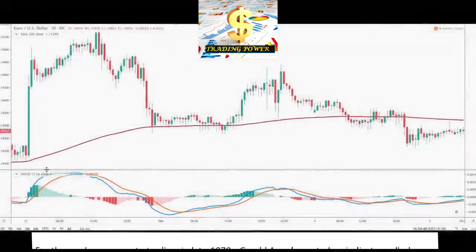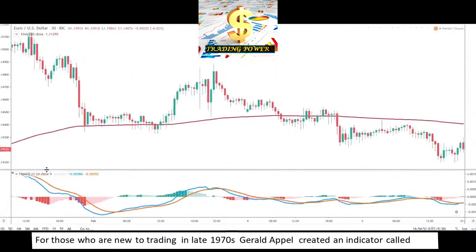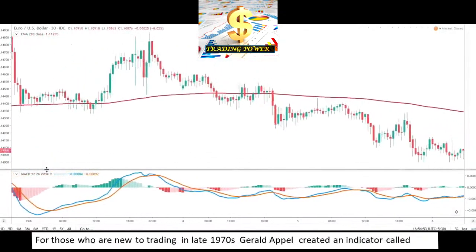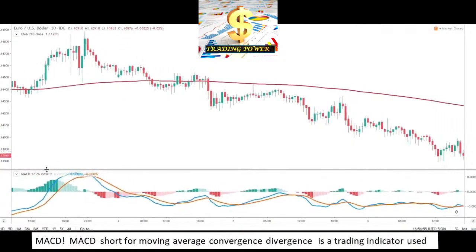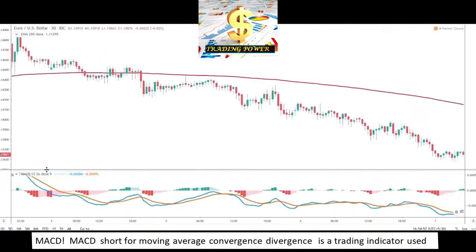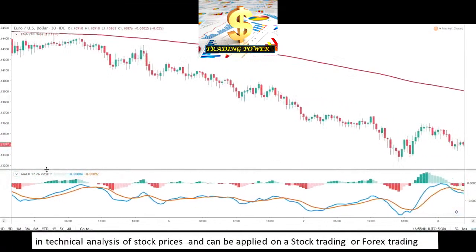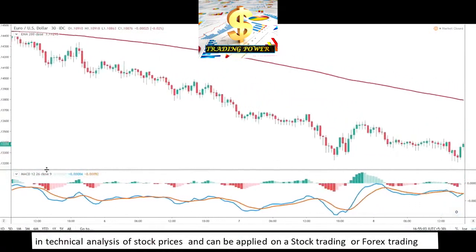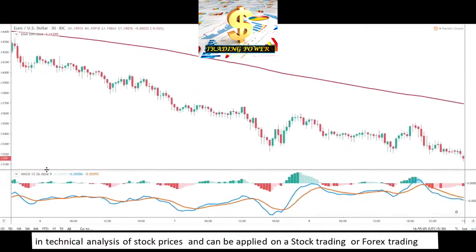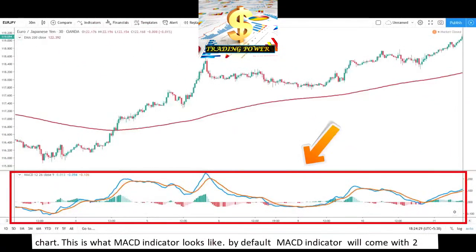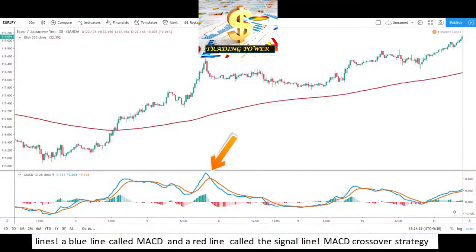For those who are new to trading, in the late 1970s, Gerald Appel created an indicator called MACD. MACD, short for Moving Average Convergence Divergence, is a trading indicator used in technical analysis of stock prices, and can be applied on a stock trading or Forex trading chart. This is what MACD indicator looks like. By default, MACD indicator will come with two lines, a blue line called MACD, and a red line, called the signal line. MACD crossover strategy is simple.